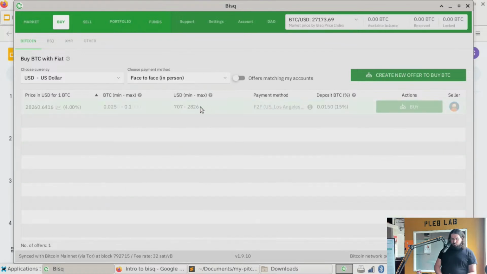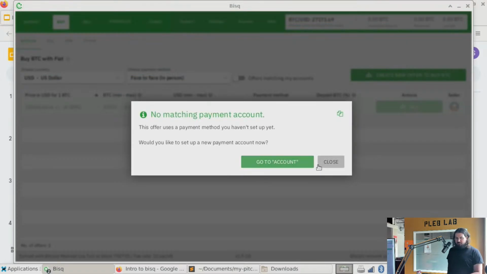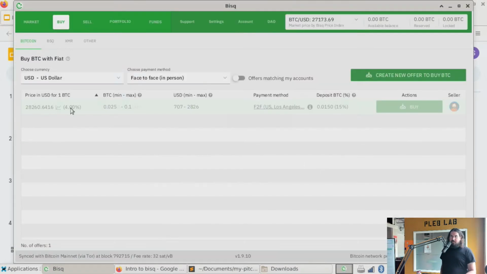There's one offer in Los Angeles to do a face-to-face trade. If you want to buy Bitcoin, you can buy it from this guy, and he's charging a 15% collateral and a markup of 4%. So you'd pay a 4% fee to do that trade. That's not bad.